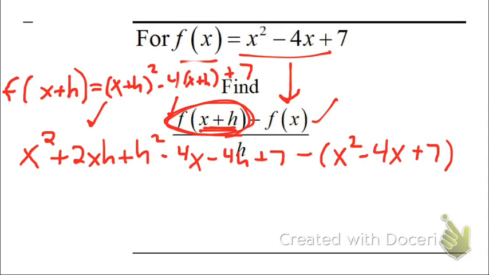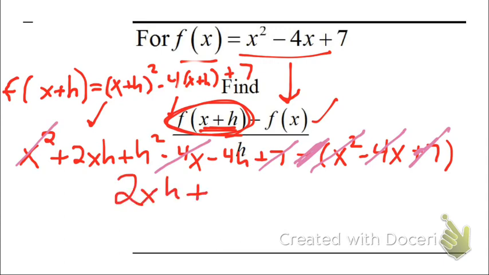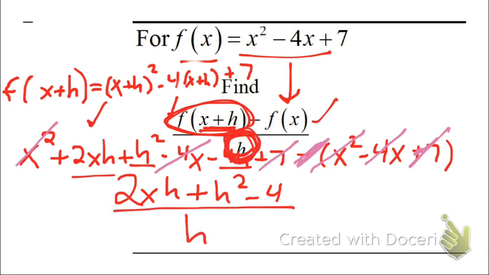Now we can cancel out in the numerator. We have an x squared here and a minus x squared there. We got a negative 4x there and a minus negative 4x there, and a plus 7 there and a minus 7 there. So in our numerator, we're left with 2xh plus h squared minus 4. And then, so that's from there, there, and there. And then don't forget about this h we're dividing by. So put that all over h.